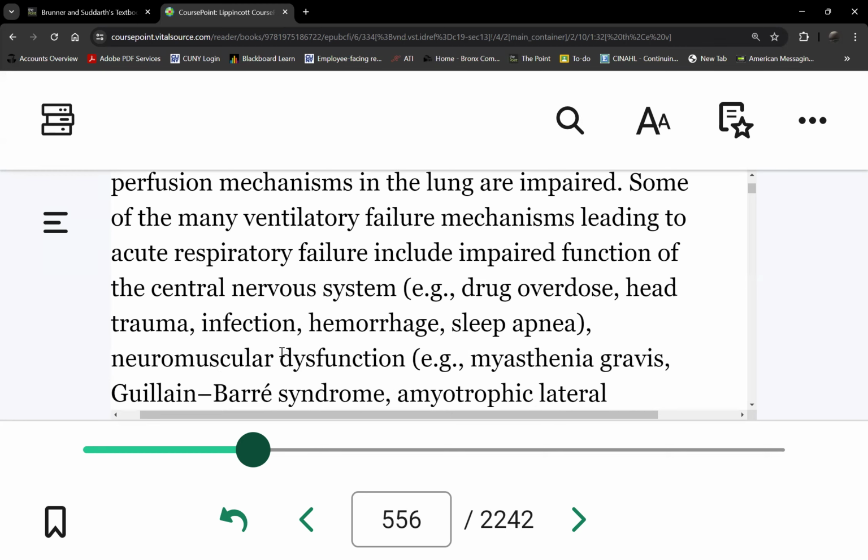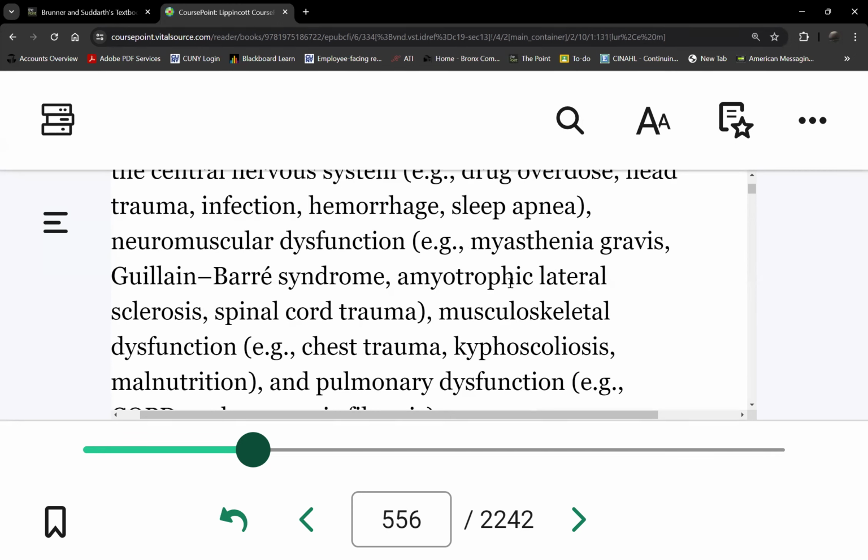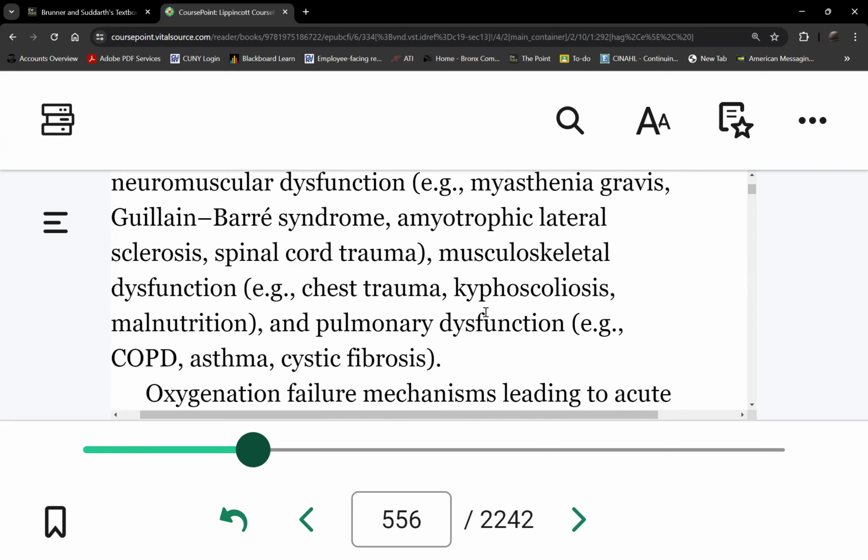Same thing also head trauma. So with head trauma, and then you have brain herniation, what's the first thing affected next to level of consciousness? Respirations also drop, okay? Same with infection, which is sepsis, right? Respiratory rate drops. And hemorrhage, same thing. It impairs, and then sleep apnea also. Or myasthenia gravis, it affects the diaphragm, right? Guillain-Barré, ALS, spinal cord trauma, or massive obesity, or chest trauma, kyphoscoliosis. Look at this. You have kypho and scoliosis, so that will, of course, affect the depth of your respiration, malnutrition.